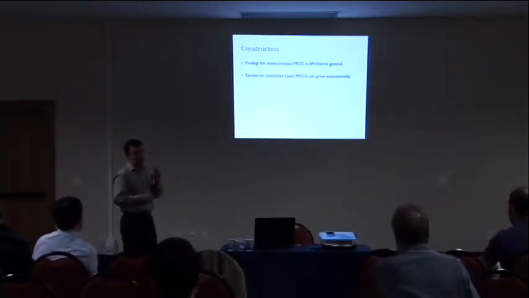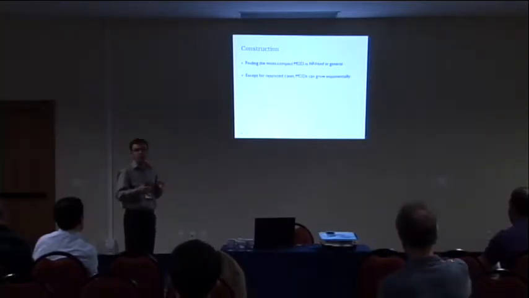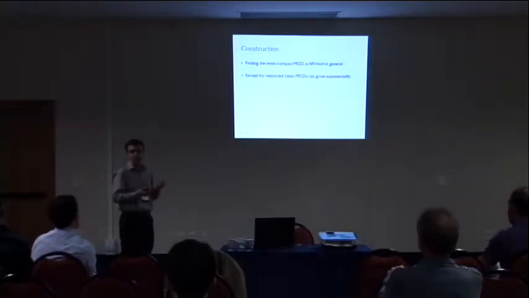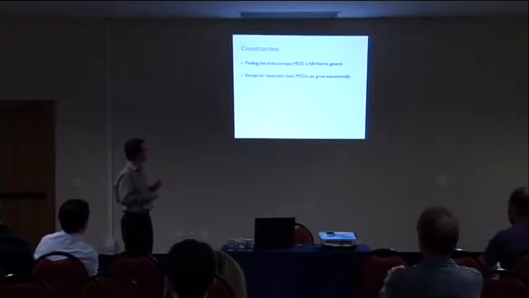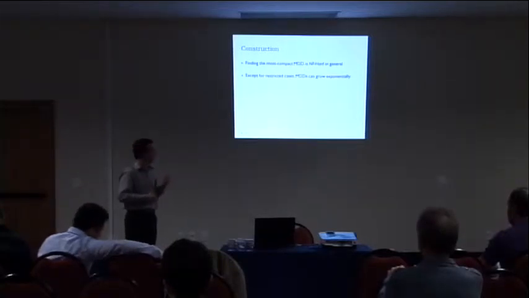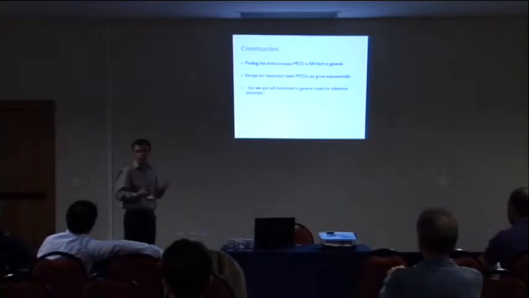The construction has two main issues. First, finding the most compact MDD, which we call the reduced MDD, is NP hard. It's not hard to see, because constructing the MDD is as hard as finding a feasible solution to your problem, and finding a feasible solution is NP hard for disjunctive scheduling when you have release times and deadlines. The second issue is that, except for restricted cases, MDDs can grow exponentially. So for real world instances, you cannot construct them exactly. But we are still interested in general cases. We're still interested in solving real world problems.